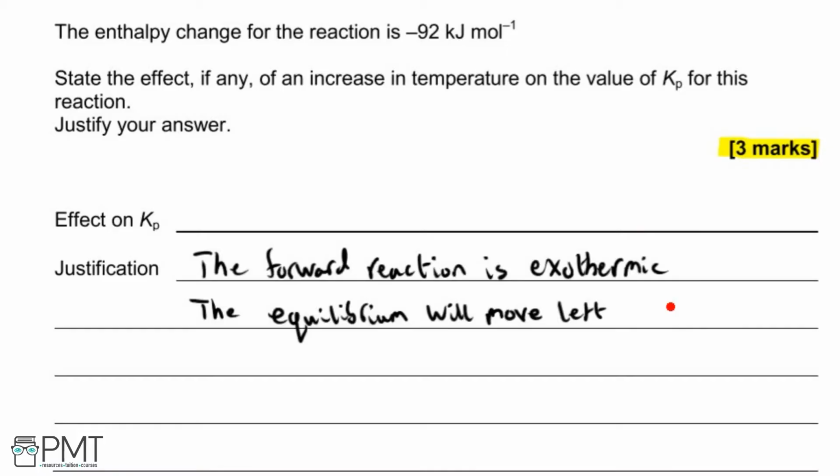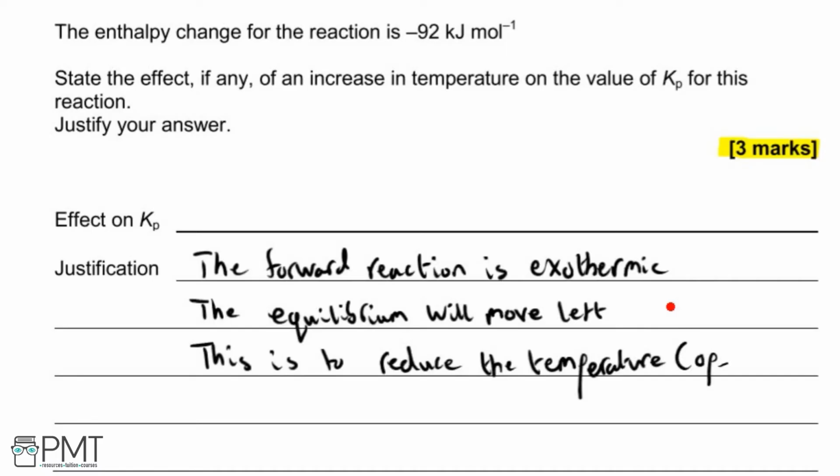For the second mark for our justification, we need to state why the equilibrium will move left, what it's doing as to why it's moving left. So that is going to be an application of Le Chatelier's principle. So we need to state something along the lines of this is to reduce the temperature which opposes the change. We don't have to state Le Chatelier's principle either in words or even mention it by name. The important concept to get the mark is the idea that the shift in equilibrium is there to oppose the change.